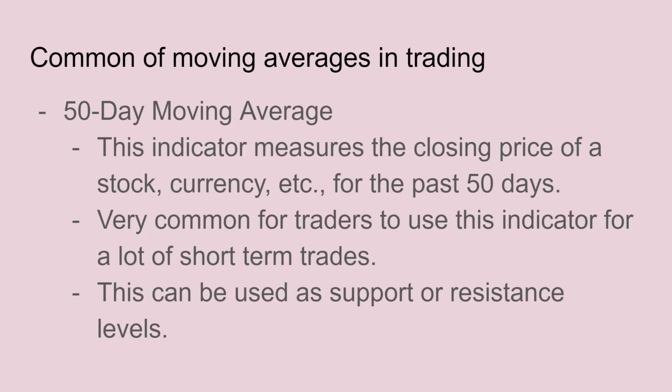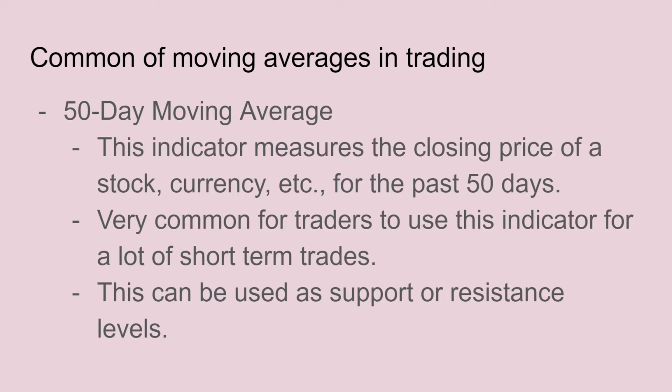The 50-day moving average is a very common one. And now when I say 50-day, I'm talking about a daily chart, but you can use a 50 period moving average on the 1 hour chart, 4 hour chart, whatever chart you really want to use. This indicator basically measures the closing price of a stock, currency, futures, whatever you're looking at for the past 50 days if you're using the 50-day, 50 hours if you're using a 1 hour chart. And it's very common for traders to use this indicator for a lot of short-term trades.